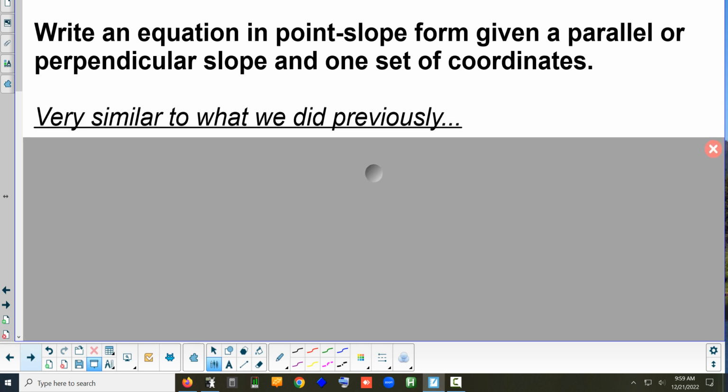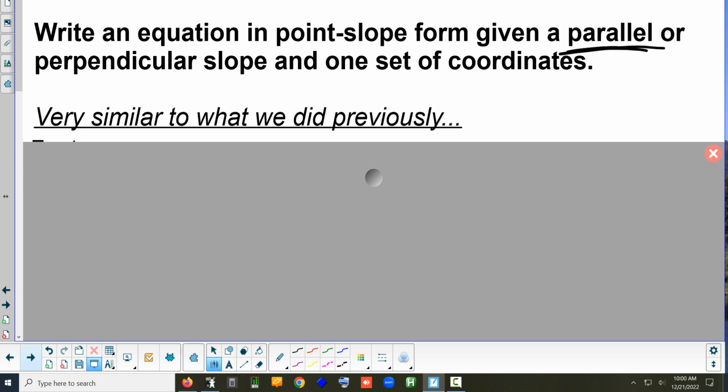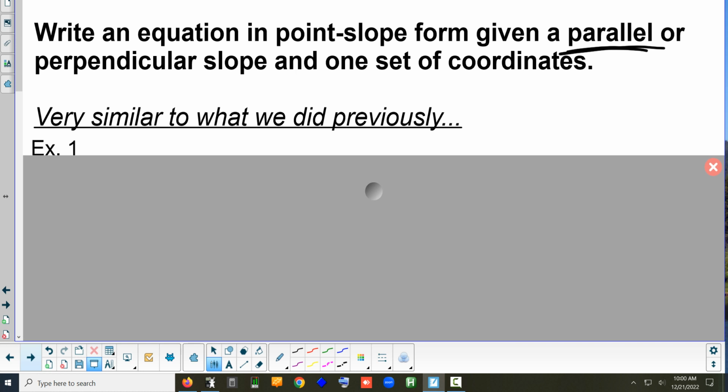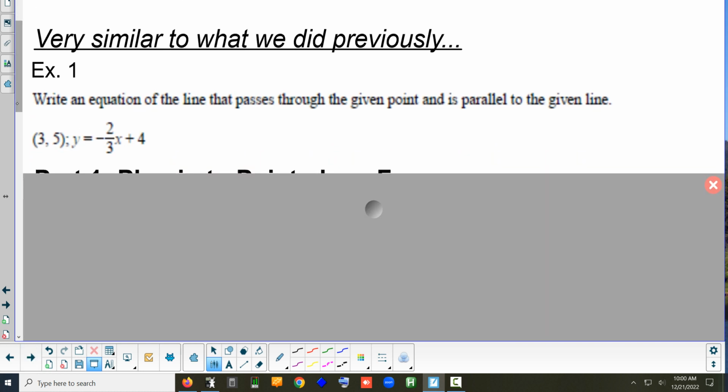Okay, so when we want to write an equation in point-slope form for either a parallel or perpendicular problem, today we're going to focus on parallel. We're not going to focus on perpendicular. It's almost the same thing that we've done before, like what we just did in the warm-up and what you guys did for homework. So I'm going to give you guys an example, and as we go through the example, I'm going to explain the steps so you can see how to do each step. So for example 1, you guys are going to have to write down the numbers because I don't think you have them. There's a space for a coordinate, and you want to put (3, 5). And for the equation, where it says y equals, you want to put negative 2/3 x plus 4.